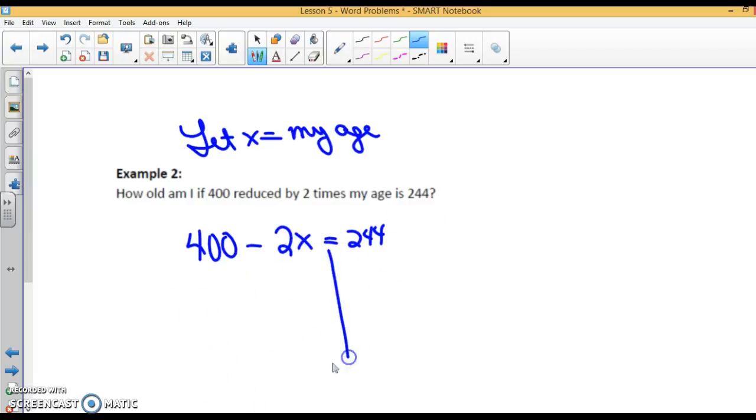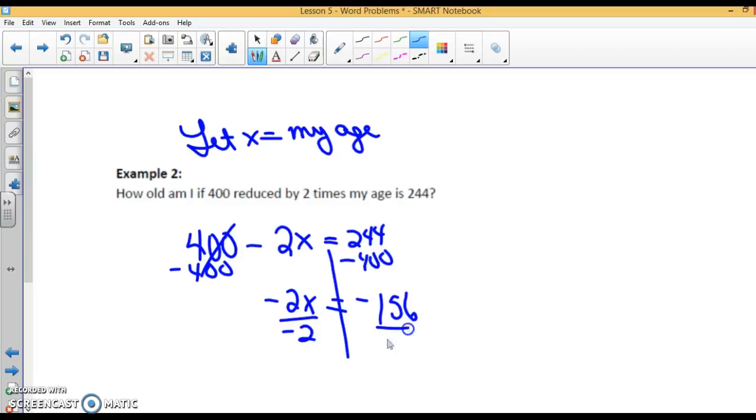Now, to solve this, I need to subtract 400 from both sides. And I have negative 2x equals, don't drop that negative, negative 156. Divide both sides by negative 2. And you get x is 78 years old.